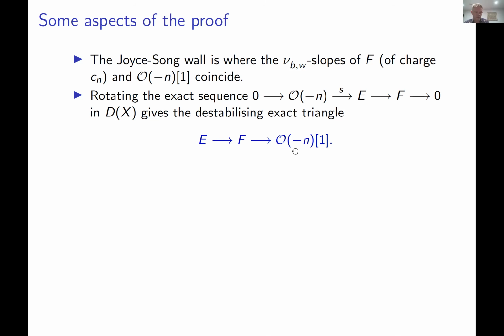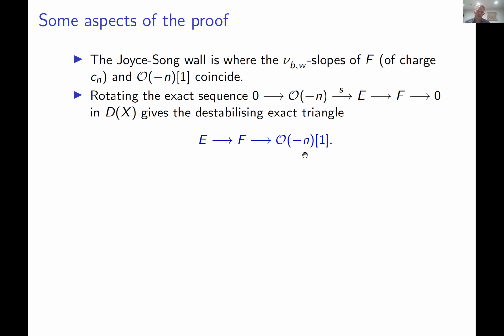D6 brane, D6 is minus 1. Okay, so instead of thinking of E as being O minus n plus F, you can think of F as being E minus O minus n. But that's the same as thinking of F as E plus minus O minus n. Okay, so that's what this shift does. It sort of changes the charge to minus, I don't know, brane to anti-brane or something.